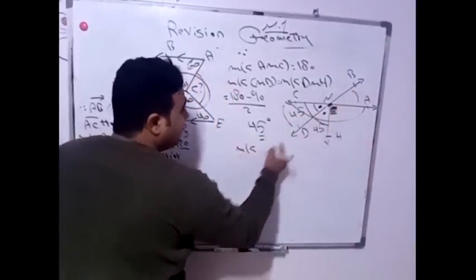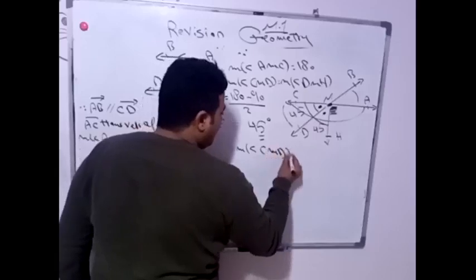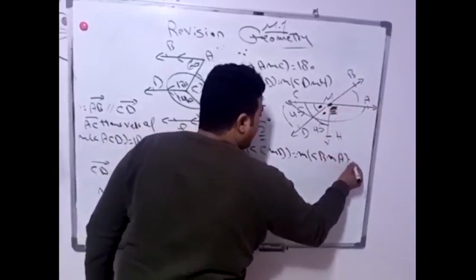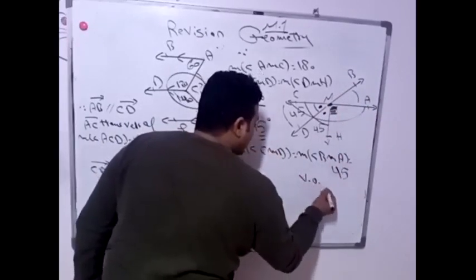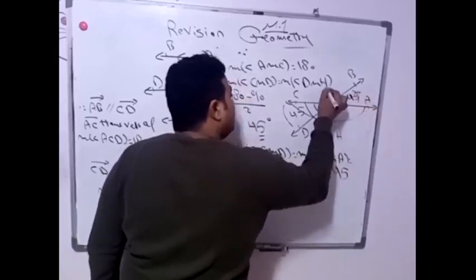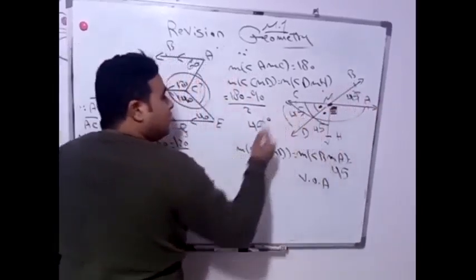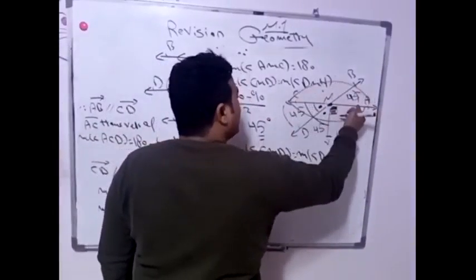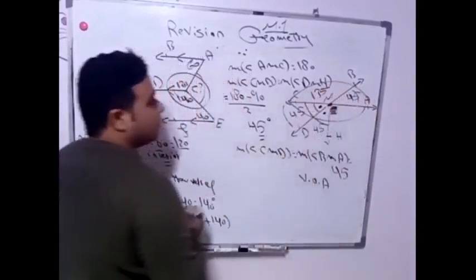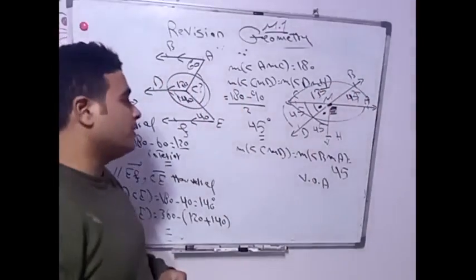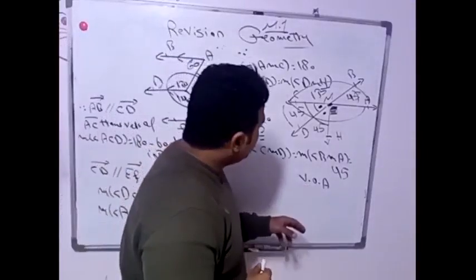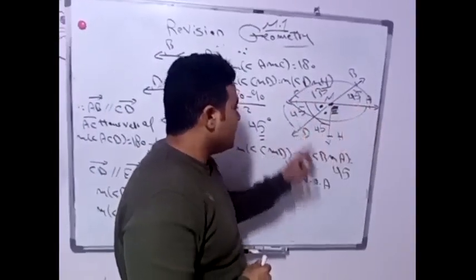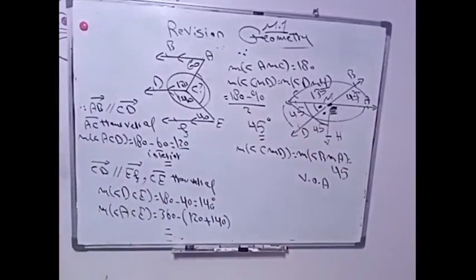So this angle equals this angle, vertical opposite angles. So we have measure angle CMD equal to measure angle BMA equal 45, VOA. If you want to find BMC, you can use many ways. The first way, 180 minus 45 equals 135. And you can use accumulated angles: 360 minus open bracket 45 plus 90 plus 45 plus 45.